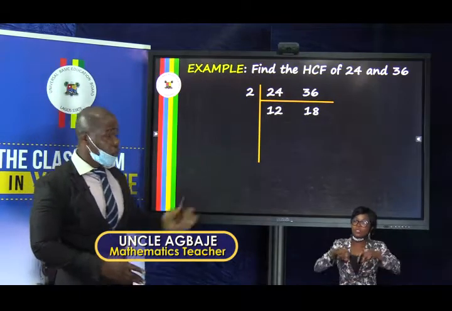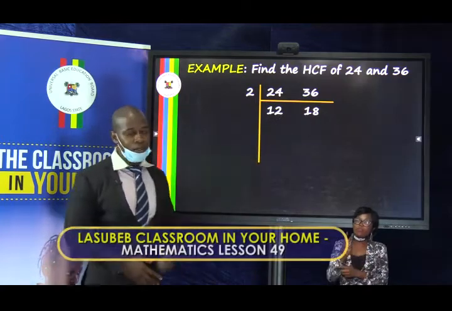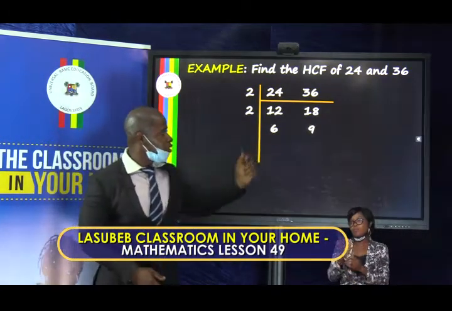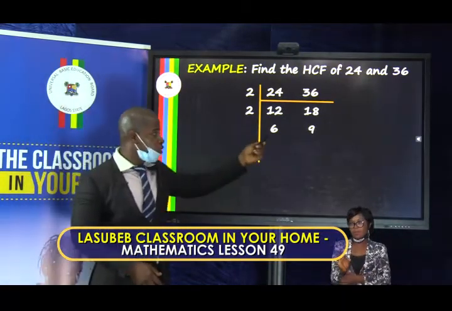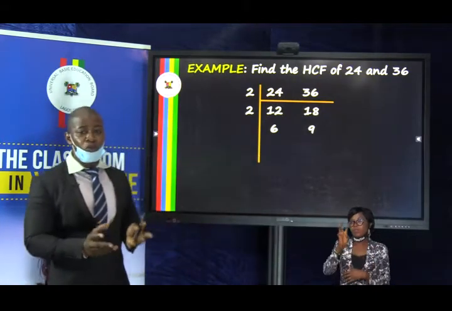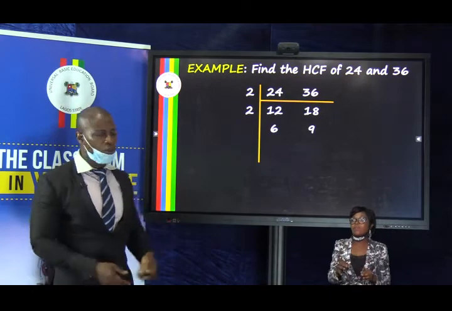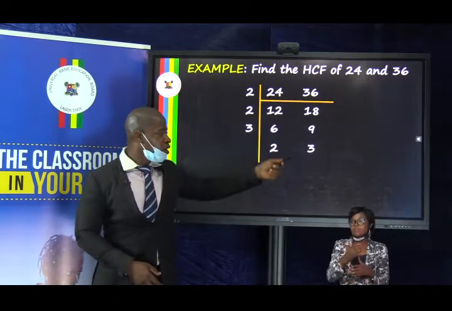Now check it again. Can 2 still divide? Of course 2 can divide because this ends with 2 and this ends with 8. So we divide like so. 2 goes in 12 6 times. 2 goes in 18 9 times. Now can 2 still go in both of them? Obviously 2 can go in this, but 2 cannot go in this. So we can't use 2 anymore because we have to look for a factor that is common to both of them. Now if 2 can't go, what else can go? 3 can go. And 3 goes in 6 2 times. 3 goes in 9 3 times.